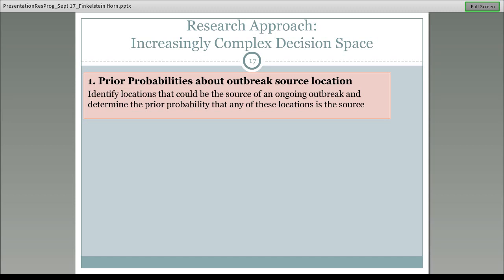looking at prior probabilities about the outbreak source location. So this is independent; this is not taking into consideration the knowledge about the network structure. It's taking into consideration other factors that can be used to determine the set of possible outbreak source locations and determine the probability that any of these locations is the source.